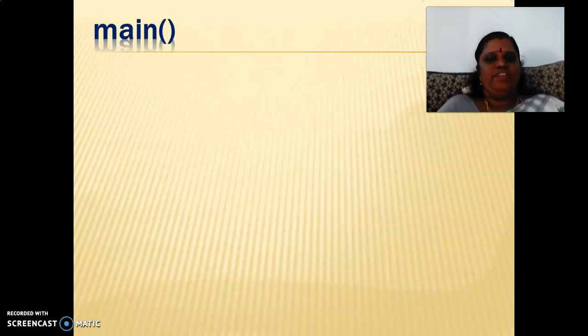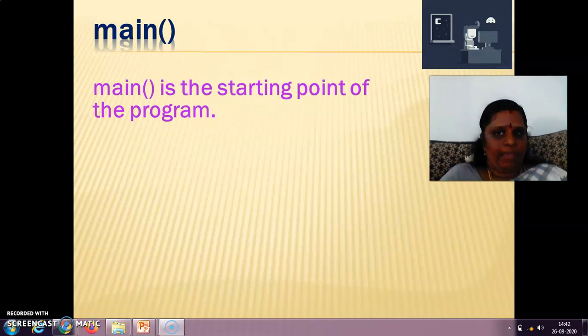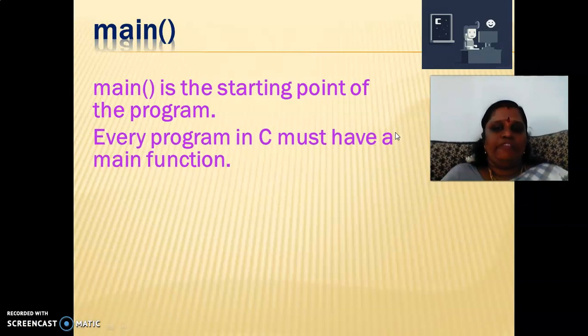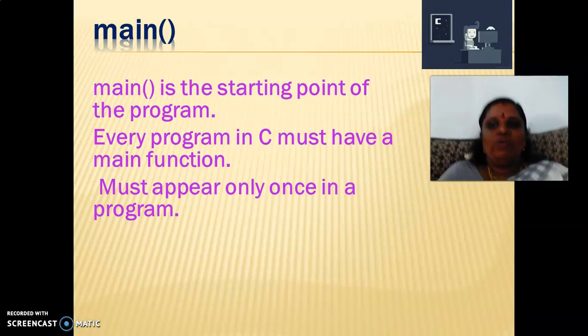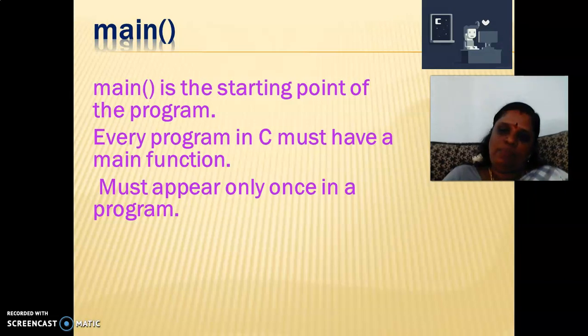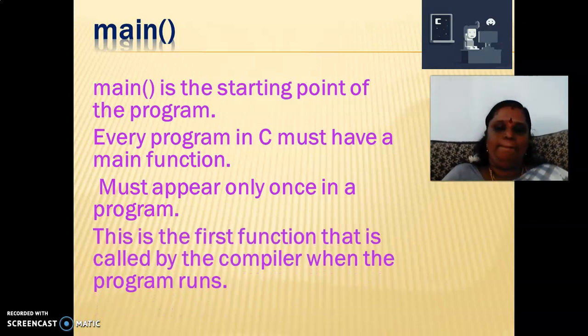The next one is the main function. What is the main function? Main is called the starting point of the program. Every program in C must have a main function. Without the main function, C will not work. So, for every program, we want to write the main function. It must appear only once, and be specific that only one main function will be there in a C program. In a single program, there cannot be many main functions. So, in a program, only one main function will be there. And this is the first function that is called by the compiler when the program runs.